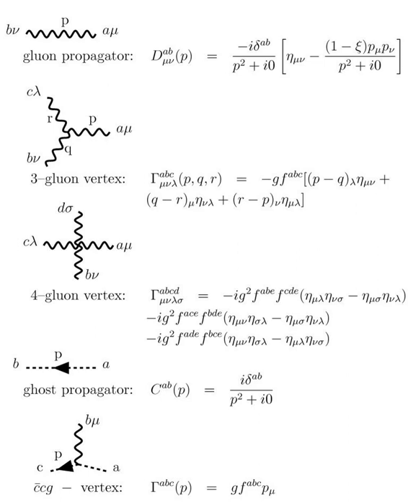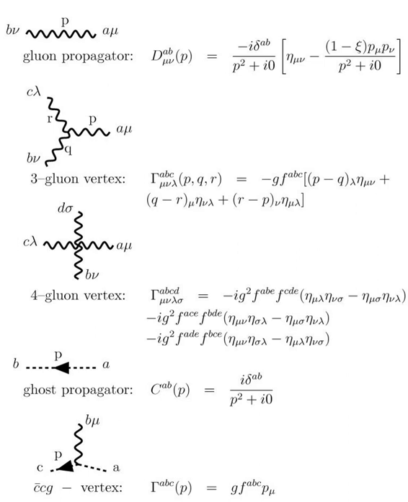Define the dual strength tensor F̃^{μν} = ½ ε^{μνρσ} F_{ρσ}. Then the Bianchi identity can be rewritten as D_μ F̃^{μν} = 0.